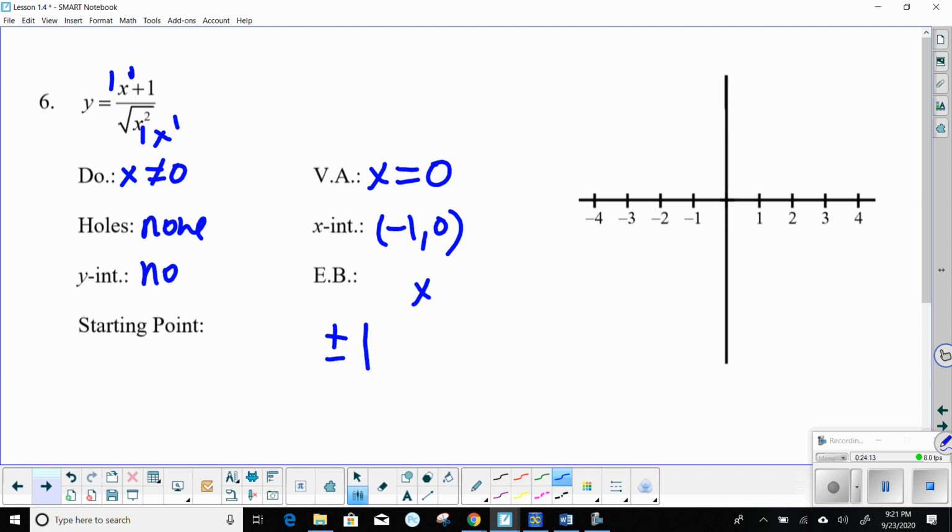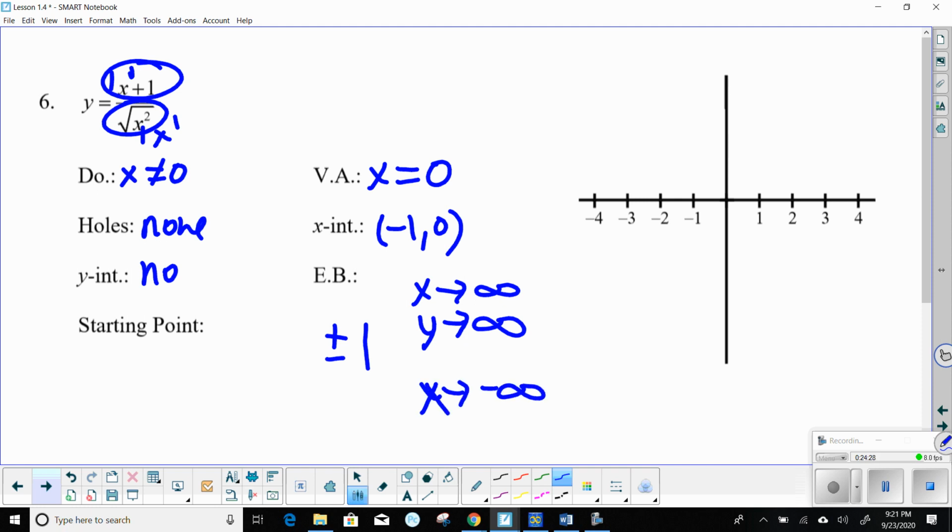As x goes to infinity, as I go to the right, what happens to y? Well, if I plug in positive numbers, I'll get a positive on top and a positive on the bottom. So that means it's going to positive infinity. Let's go to negative infinity. As x goes to negative infinity, I plug in really big negative numbers. The top is going to be negative. The bottom, when I square it, gives me a positive, and when I take the square root, it's still a positive. So I have a negative over a positive.